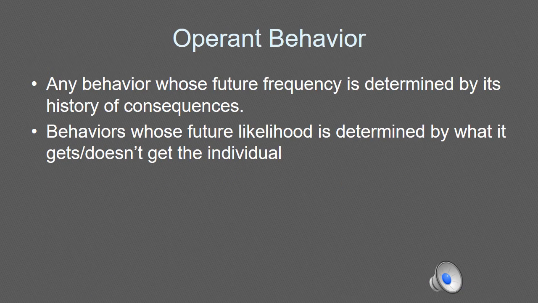Operant behavior, on the other hand, is any behavior whose frequency is determined by its history of consequence. As a behavior analyst, I'm more focused on operant behavior. Behavior whose future likelihood is determined by what it gets or doesn't get the individual. For example, when I press the power button on something, it turns on. That's operant behavior. The future frequency of me pressing the power button depends on if that power button actually works.